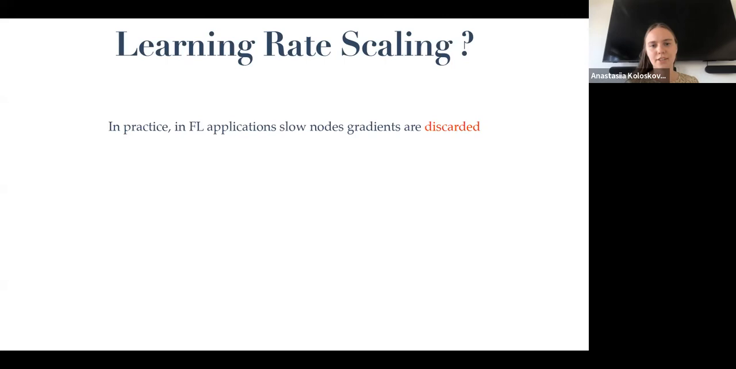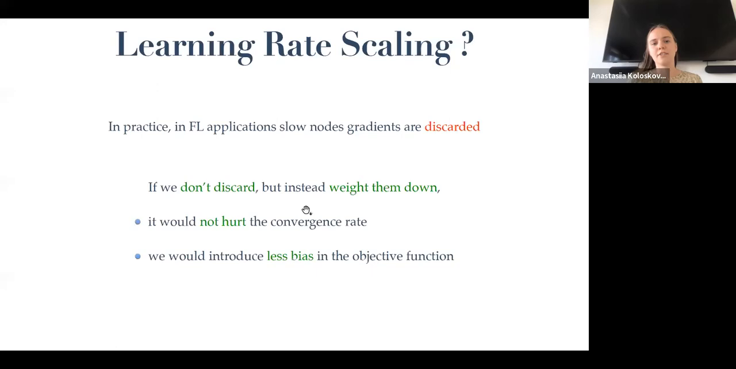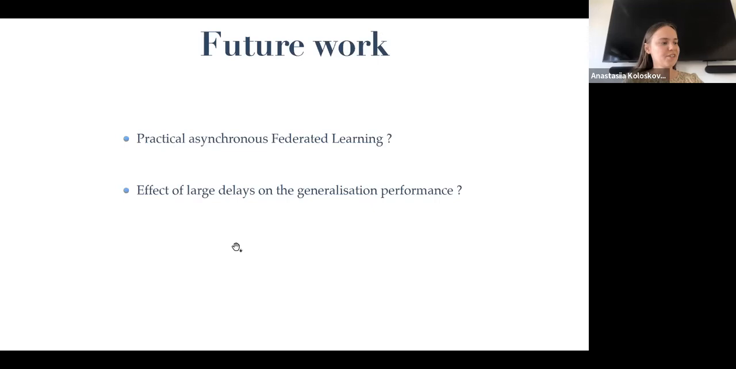In classical federated learning applications, the algorithm usually works like this: you sample some number of nodes, and you don't wait for all of them, but let's say you wait for 90% of them, and you discard the rest. If you compare asynchronous SGD with learning rate scaling to this algorithm, where you don't discard slow nodes but weight them down, you might even converge closer to the original objective than this other algorithm, which is usually used in practice, and you would not hurt the convergence rate by that. This is more or less it.